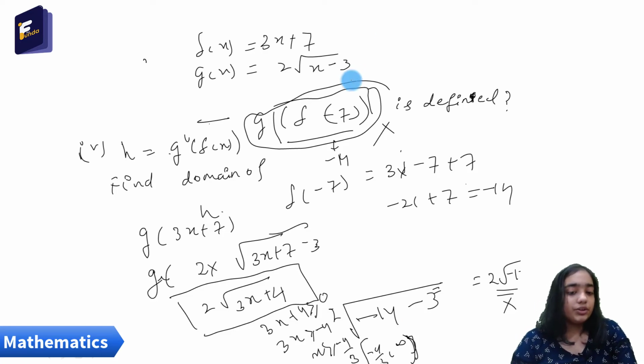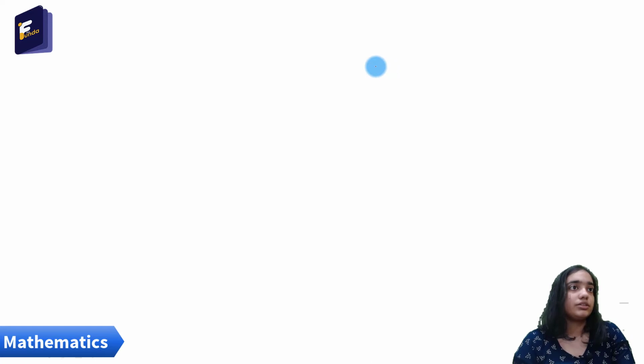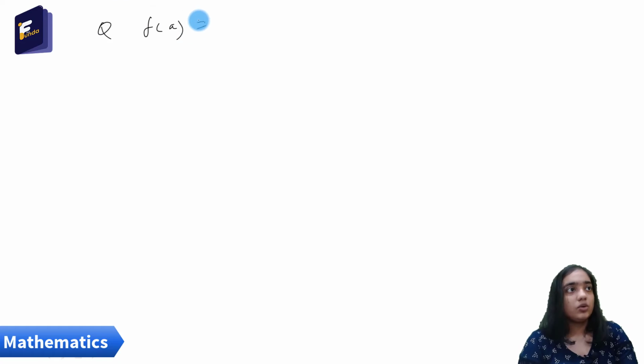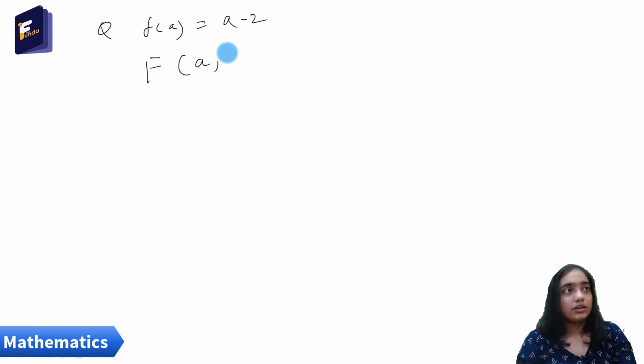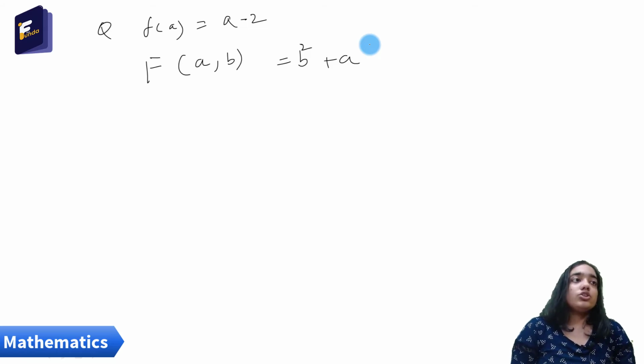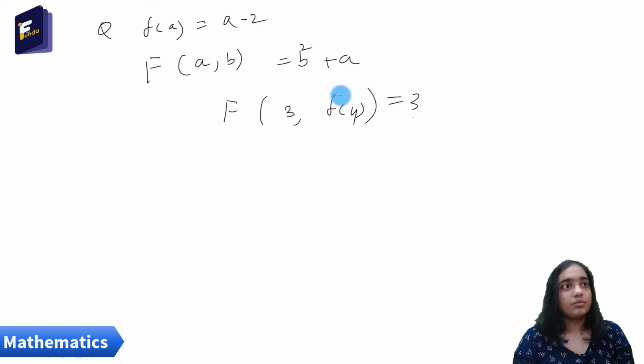Another question we will do, which is different from the last. Here I am defining a function f of a equal to a minus 2, and capital F of a and b is defined as b square plus a. Now we have to find capital F of 3 comma small f of 4. This is capital F, this is small f.